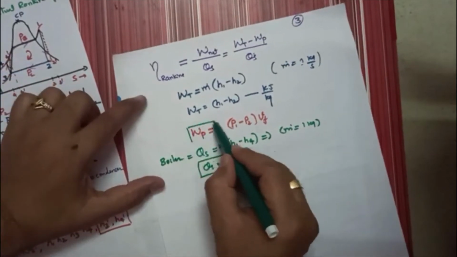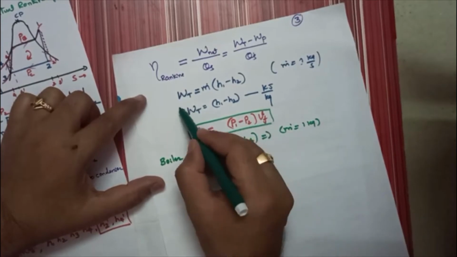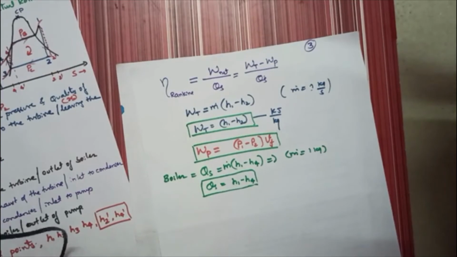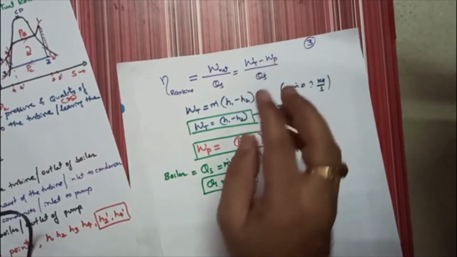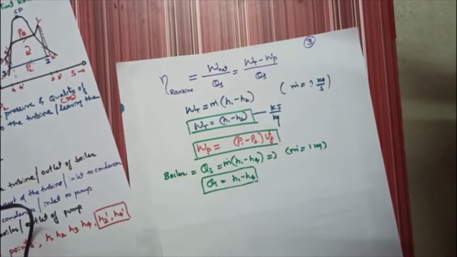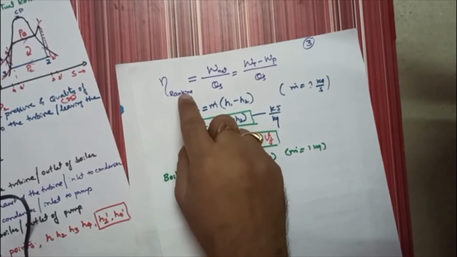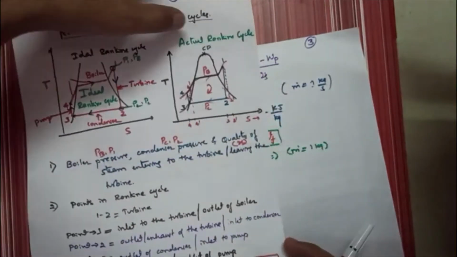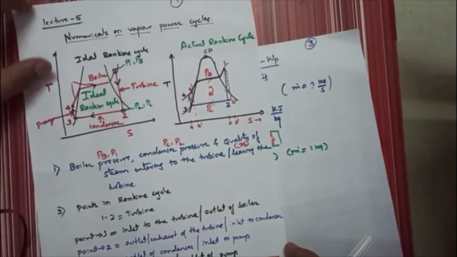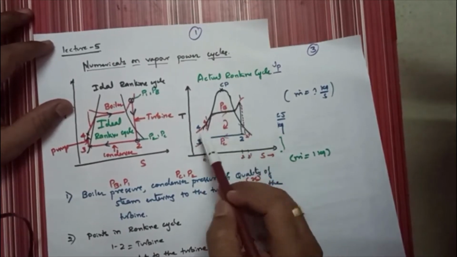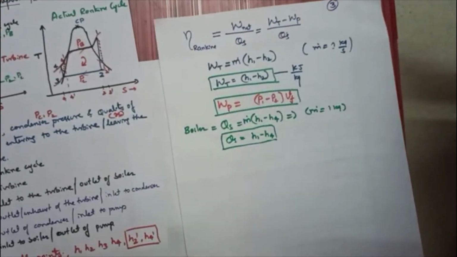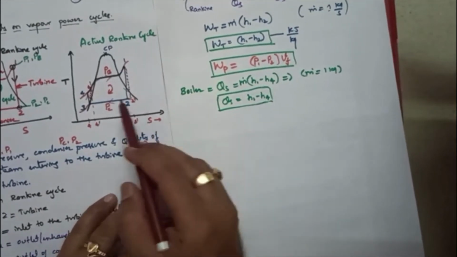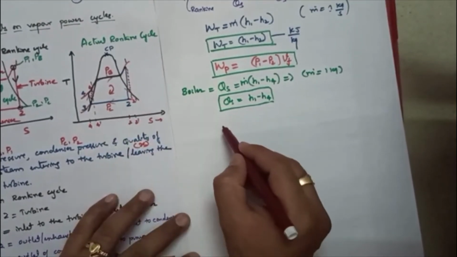This is the formula for calculating work done by the pump. This is the turbine work. This is the Rankine cycle efficiency. So these are the 3 parameters used for calculating the Rankine cycle. And dear students, now when you come back to the actual Rankine cycle, we have considered losses in the turbine and losses in the pump. So efficiency of the turbine and pump will come into the picture, because some losses are considered.